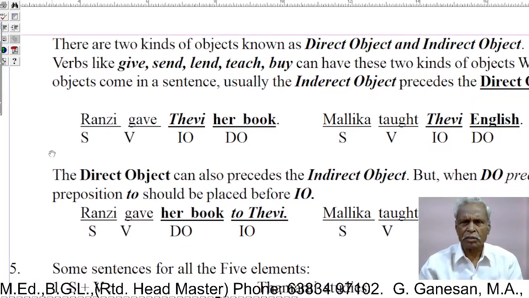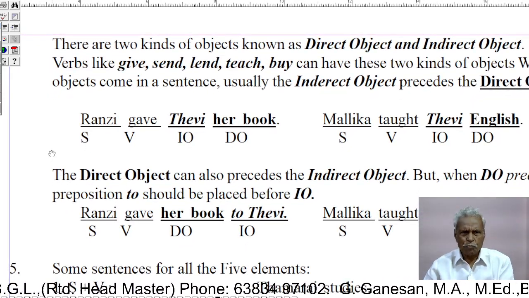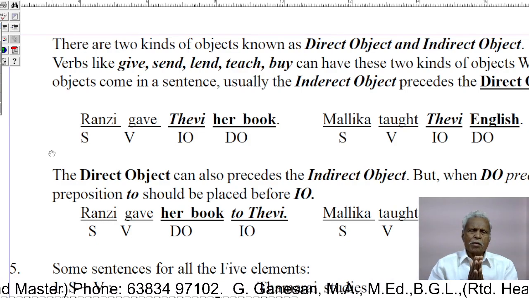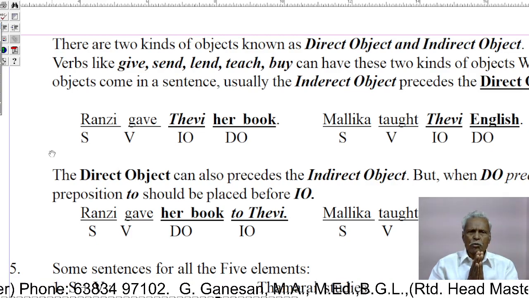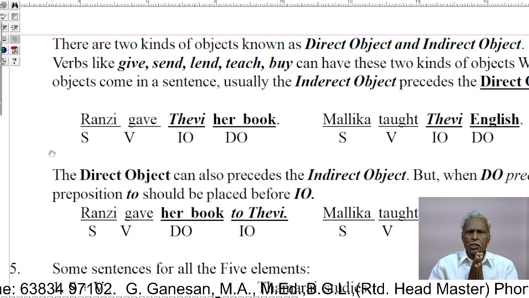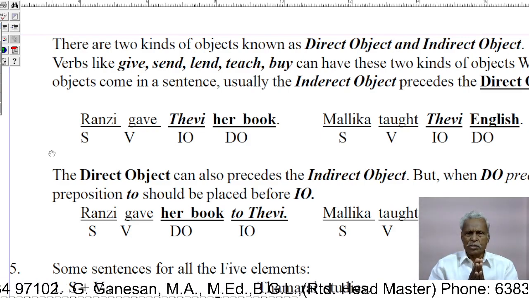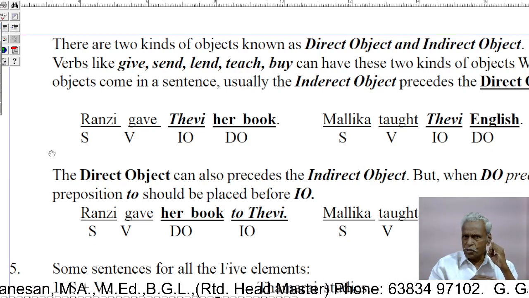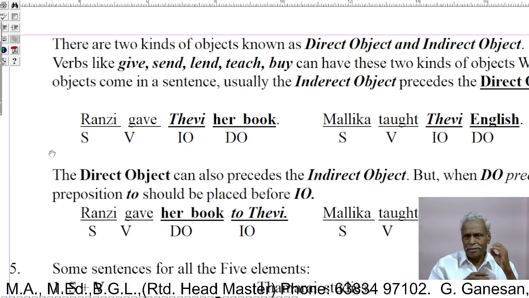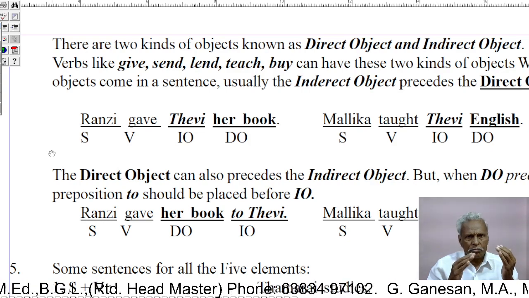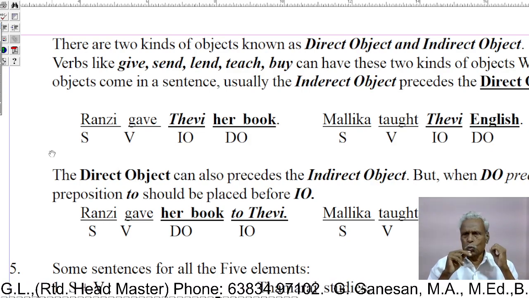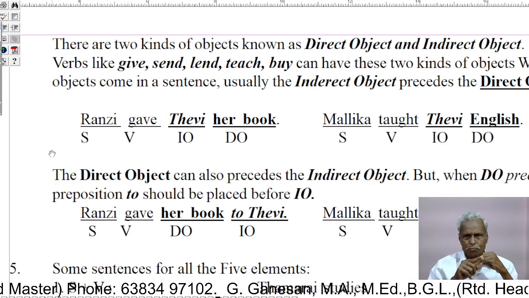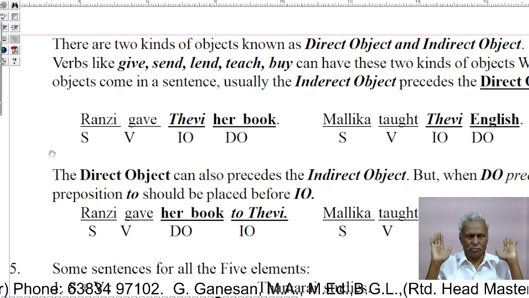Then another important thing that we have to see is that some verbs like give, send, lend, teach, buy, verbs like these, can have two objects. Of the two objects, one is called the direct object, and the other is the indirect object.